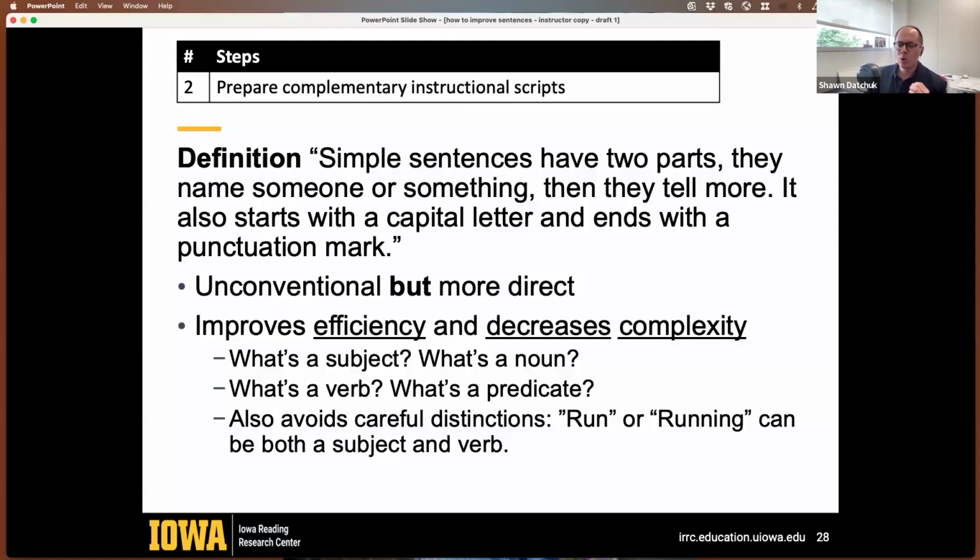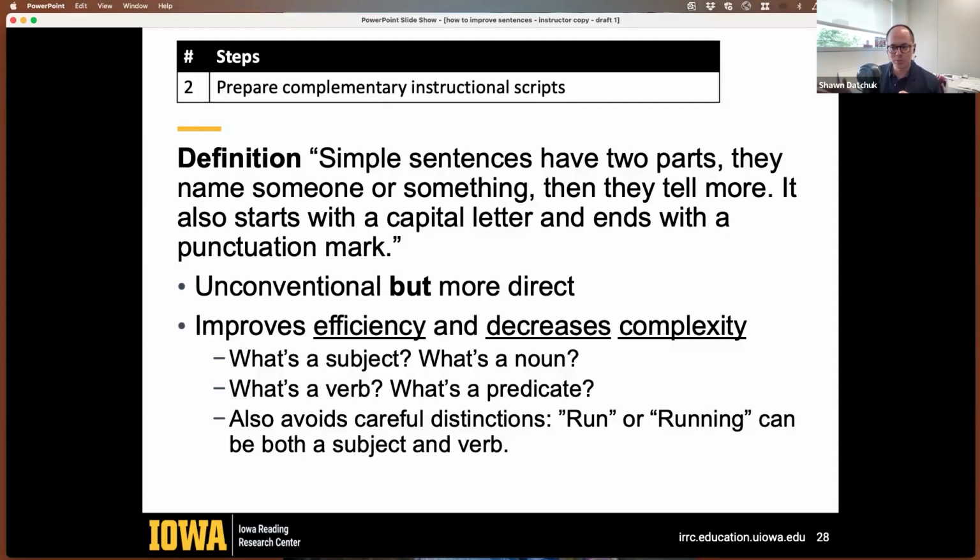And it can become quickly complicated to unpack the vocabulary involved in parts of speech. Parts of speech are important. Students will eventually need to learn them. But what we find is that if a student is having difficulty with sentence writing or is initially learning sentence writing, it can be pretty complicated. So if we ask, what's a subject? Okay, well, a simple sentence has a subject and a verb. Well, what's a subject? It's a noun. Well, what's a noun? Well, it's a person, place, thing, or idea.